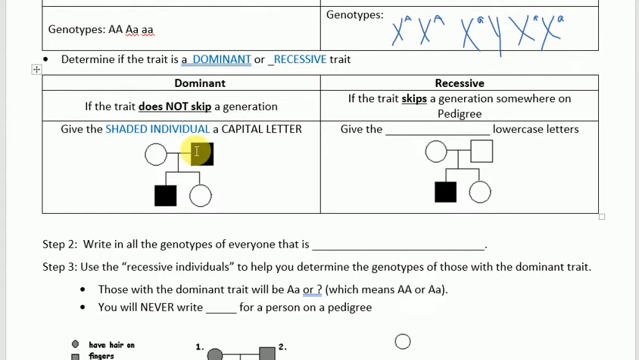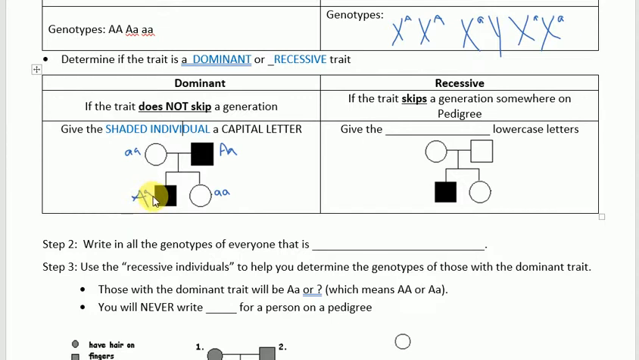Can't spell today, I apologize. So here, if we were going to label these, we know that this guy is going to get a capital letter, which means that these are recessive, right? So we know that in order for this child of theirs to have 2 little a's, we've got to have heterozygous.